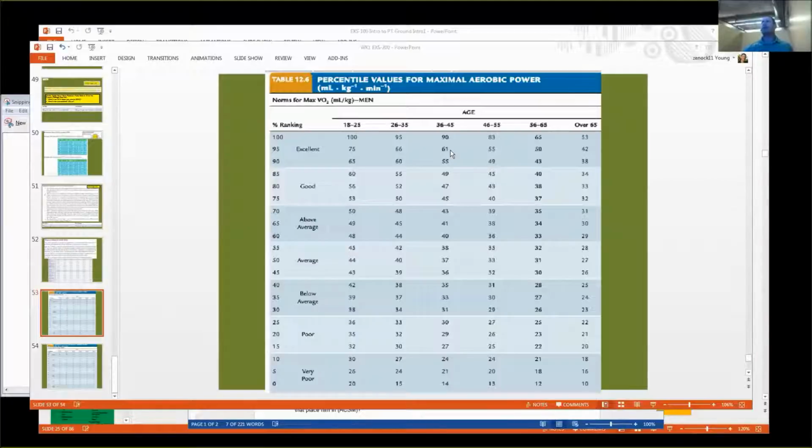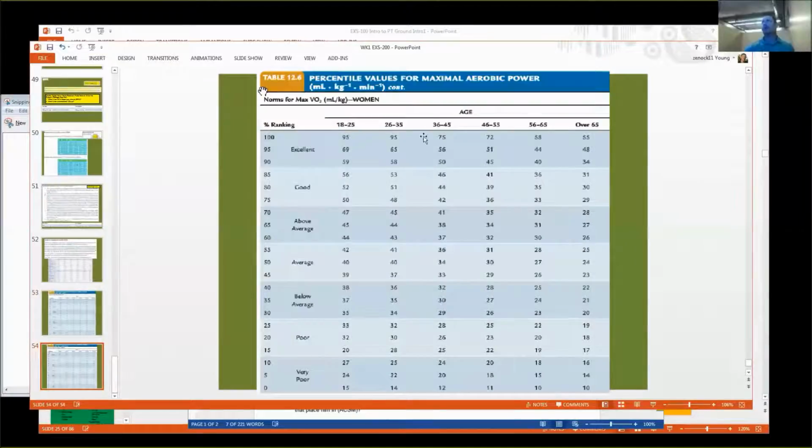So for your assignment, you basically need to do the same thing for the male client. I think his name was Timothy, right? So you'd need to look up his score here once you calculated it. And for the ladies, there's a different table for you guys. It's on the next page. Okay, so this is for the ladies.